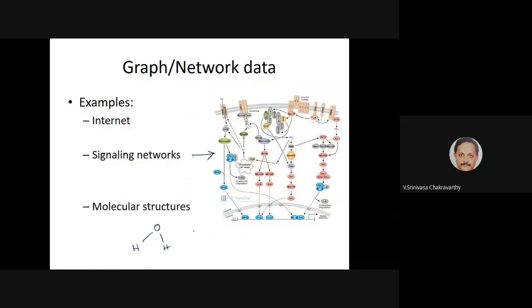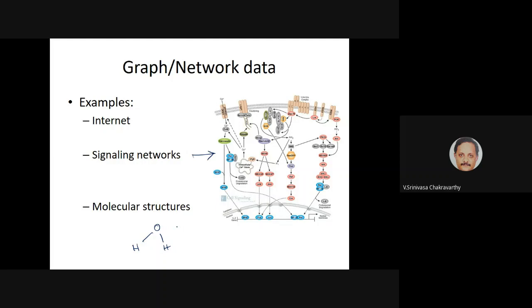Next, the graph data or network data. An example is the internet. You could think of the internet as a network of documents, a network of websites, right? That's a huge graph data. Then signaling networks in biology or chemistry, that's another example. Or simply a molecule is also a graph, right? A graph of different atoms.